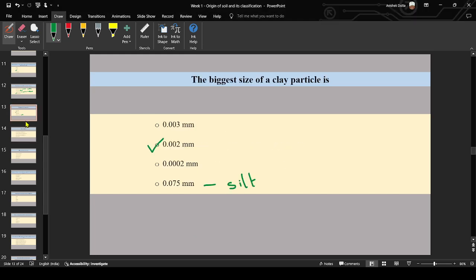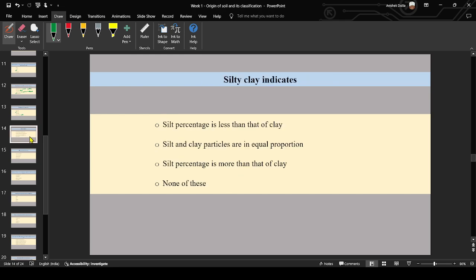Okay. So, silty clay indicates... Now we have entered into the classification system of soil. Previously, the origin of soil was covered. Now it is the classification system of the soil. So, silty clay, what does it indicate?